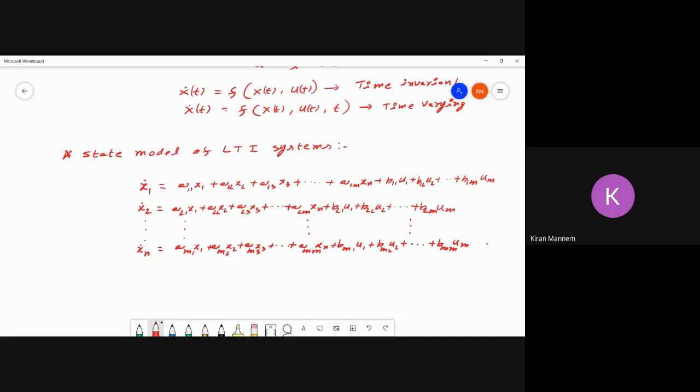So put this in the matrix form. You will get 4 matrices.